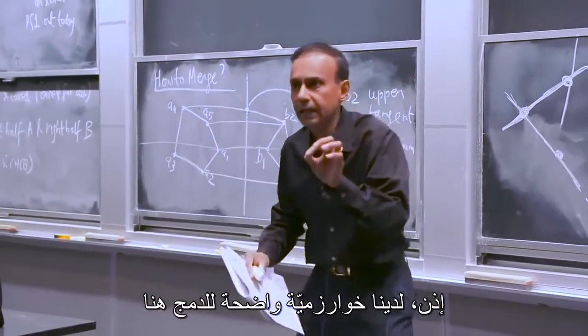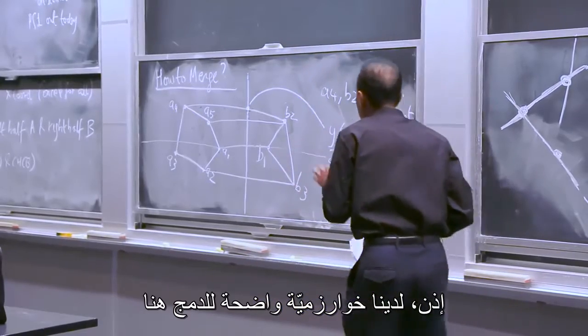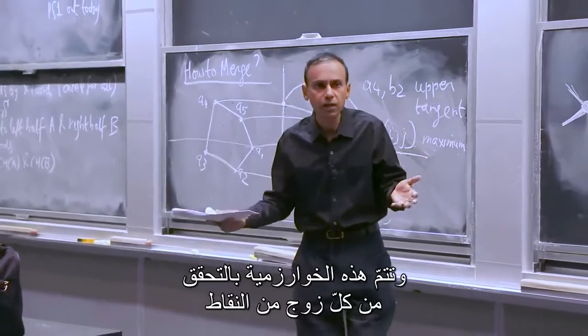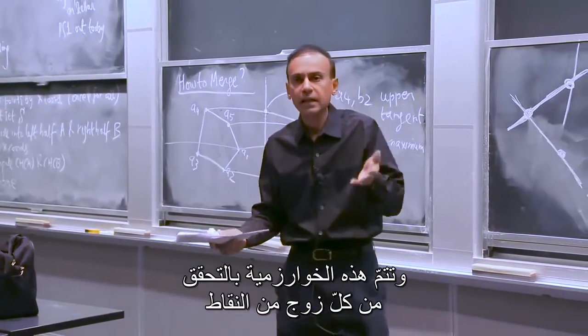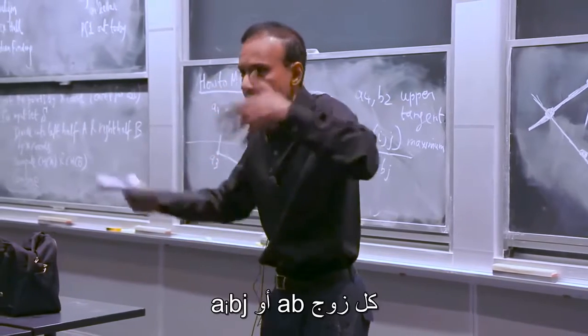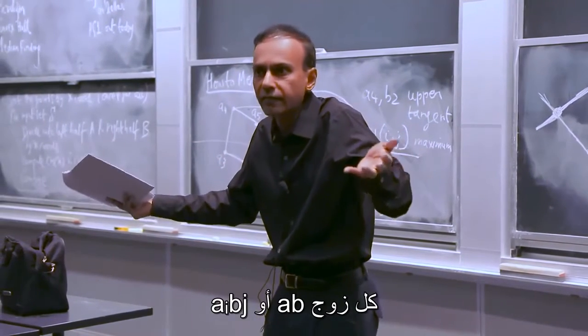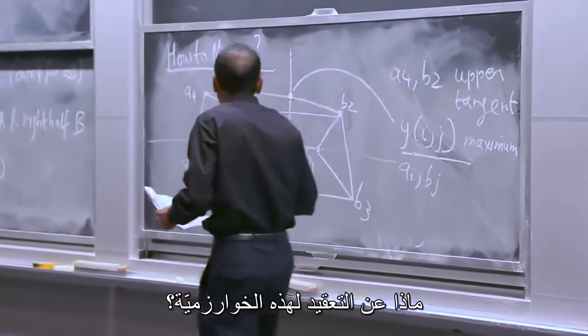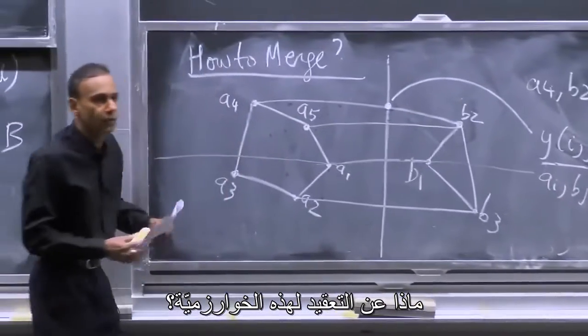So clearly, there is a trivial merge algorithm here, and the trivial merge algorithm is to look at every pair of points, every A-B pair, right? Every Ai-Bj pair. And so what is the complexity of doing that?